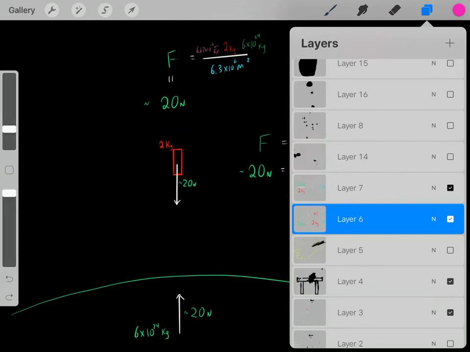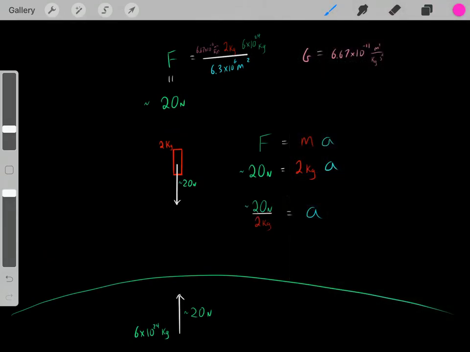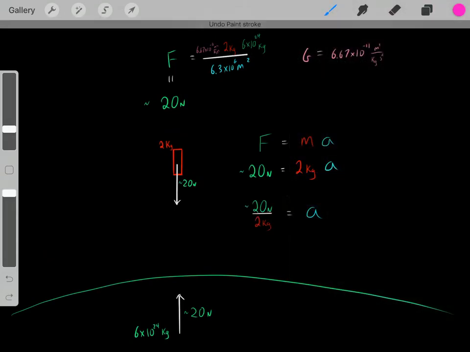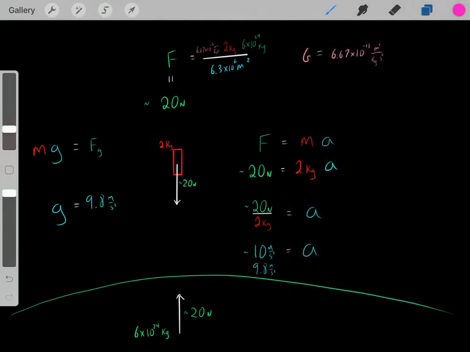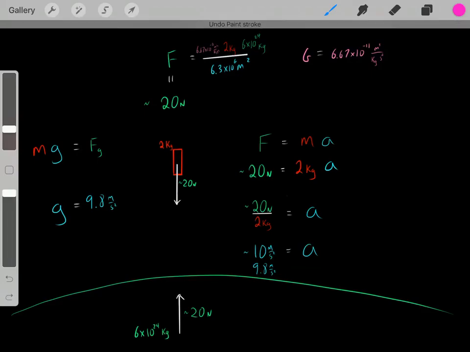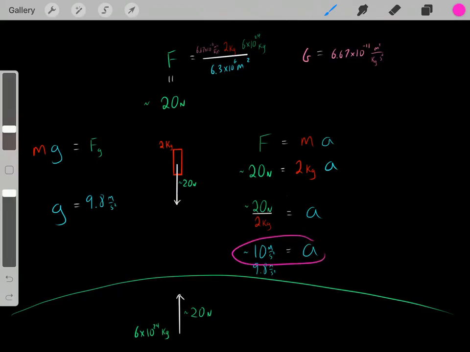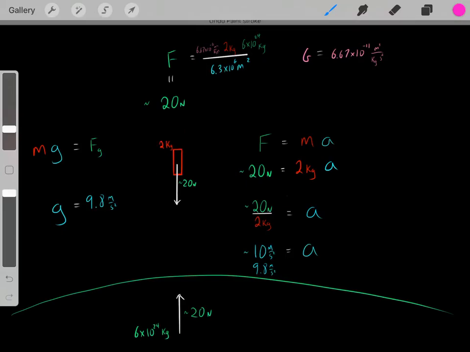With some simple algebra, we would divide both sides by the 2 kilograms. Now we get this, and now we would solve for the acceleration, which would be roughly around 10 meters per second squared. So now that's the acceleration. Now we know if we have a 2 kilogram book that feels this 20 newton force, it's going to accelerate. What's going to be that acceleration? 10 meters per second squared. But remember, this 20 newton force was an estimate.